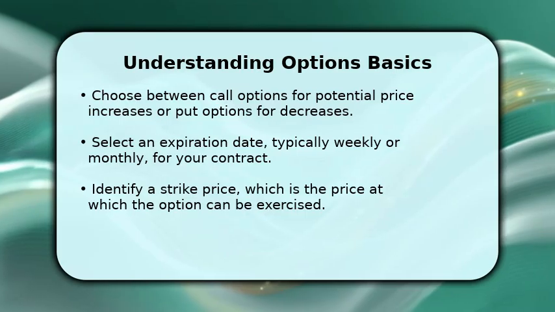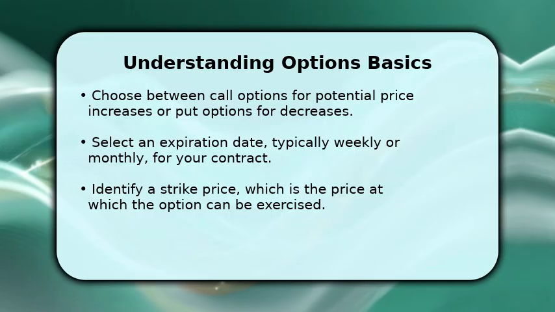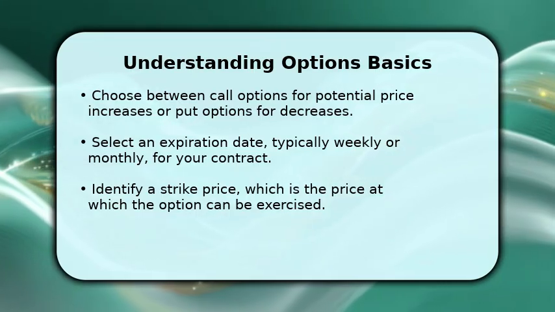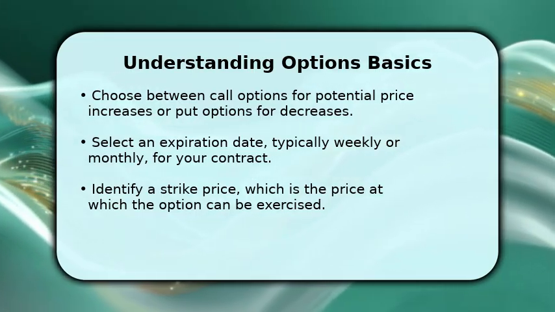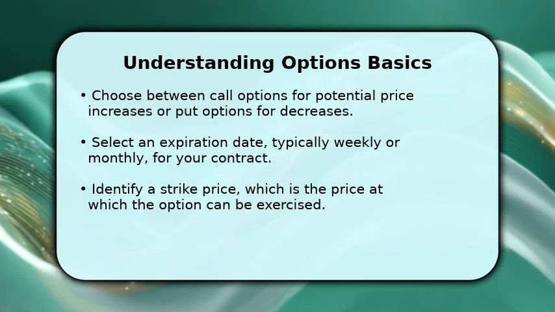You'll decide between buying a call option, which profits if the underlying asset's price rises, or a put option, which profits if the price falls. Next, select an expiration date. These can range from 1 week to several months or even years.